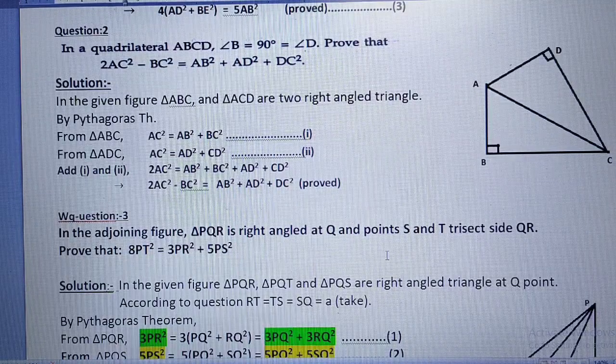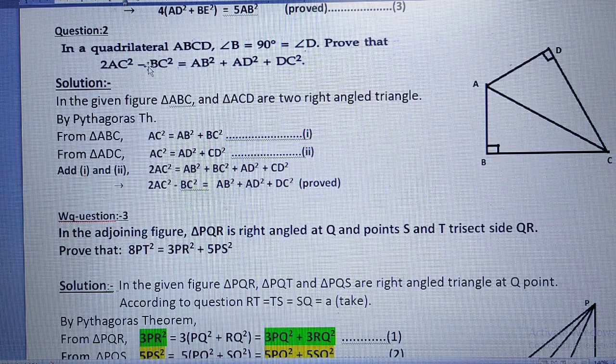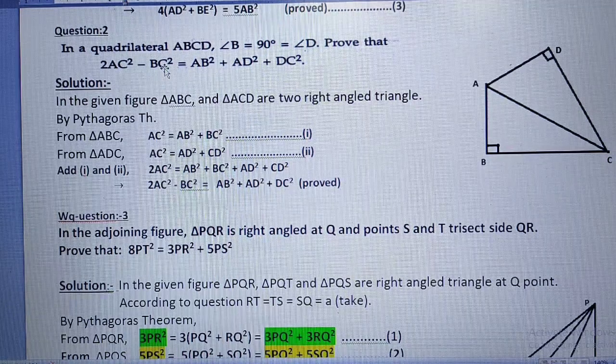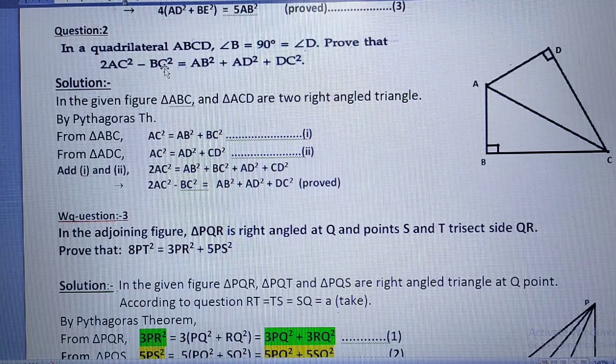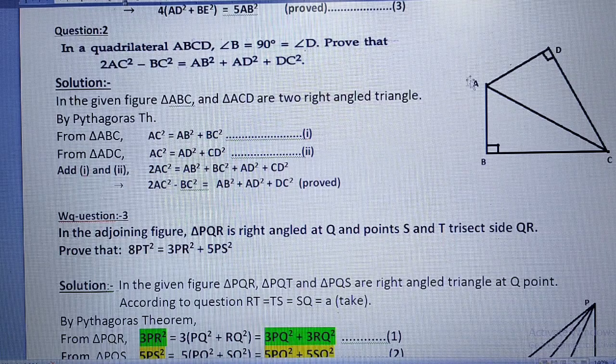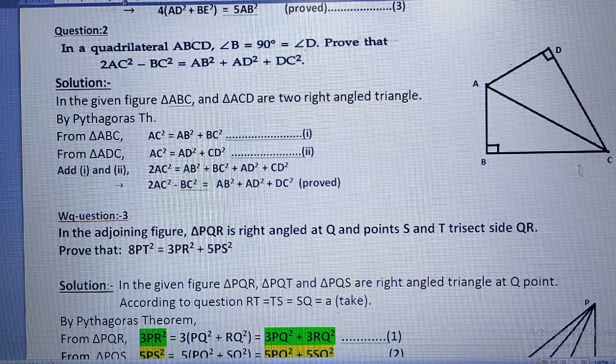Then question number 2. In quadrilateral ABCD, angle B is 90 degrees and angle D is also 90 degrees. Prove that 2AC square minus BC square is equal to AB square plus AD square plus DC square. Now according to the question, you have to draw the figure. ABCD is a quadrilateral, angle B 90 degrees, angle D also 90 degrees, and AC is the diagonal, the hypotenuse opposite to B and opposite to D also.